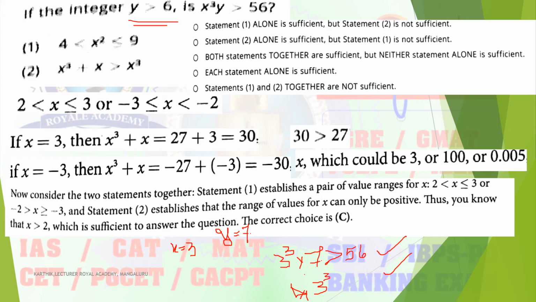While clubbing together, the value of x is fixed, that is 3 only. Then if you choose a y value of 8, then also you will be getting more than 56. So both values work. Which option is correct? Option C is correct. I hope all of you understood. If you have any doubt, please approach me.